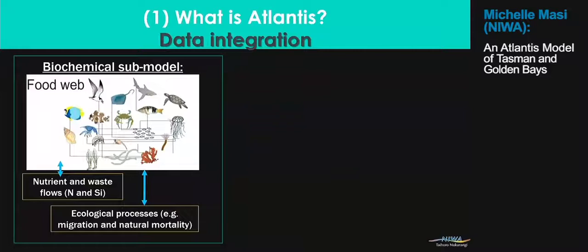and it allows us to dynamically simulate the biochemical processes within a marine ecosystem. So what I'm talking about specifically is food web interactions. And in Atlantis, this is done by tracking a common currency among all organisms. The nutrient waste flows are tracked as nitrogen and silica. And here we can also account for important ecological processes, so things like migration and natural mortality events.